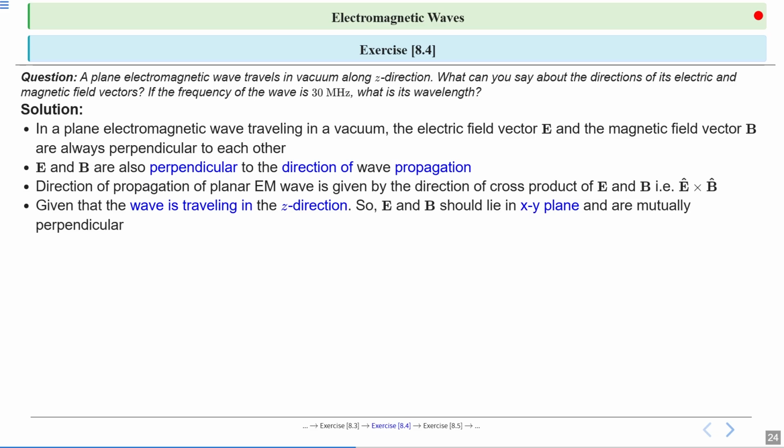Okay, so direction can be found using E cap cross B cap, and direction of propagation is perpendicular to both the electric and magnetic field. Since the wave is traveling along the z direction, E and B should lie in the xy plane, but it is not necessary that E should lie along the x-axis and B along the y-axis. They can lie in any direction in the xy plane, but they must be perpendicular to each other and perpendicular to the direction of propagation.